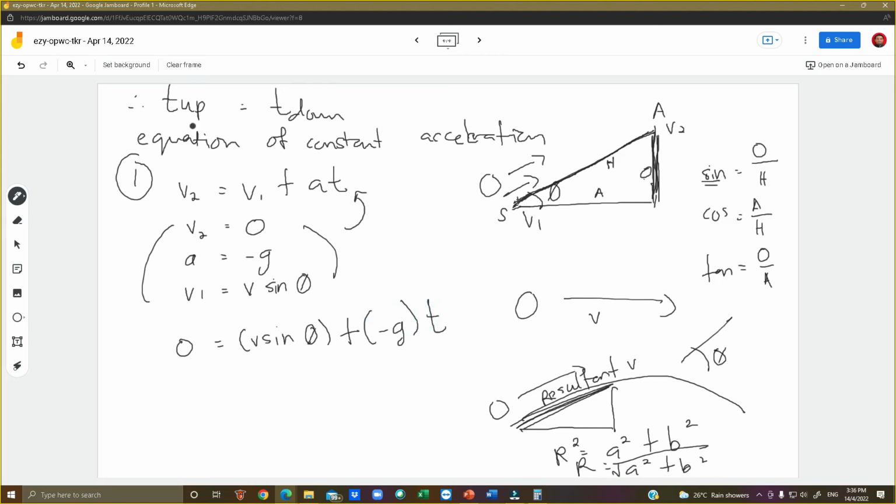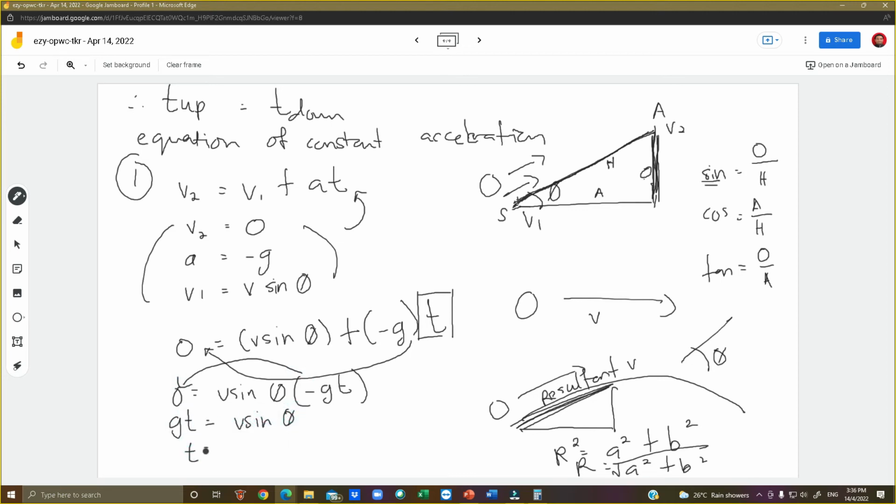Since we try to prove that T up equals to T down, this T needs to be transferred to the left hand side. Jadi nak transfer dia, kita transfer satu kolom ni. Kita mudahkan dulu. 0 equals to V sin theta negative GT. So we transfer the whole component to here. We are going to get GT equals to V sin theta. So T equals to V sin theta over G. This is T up.